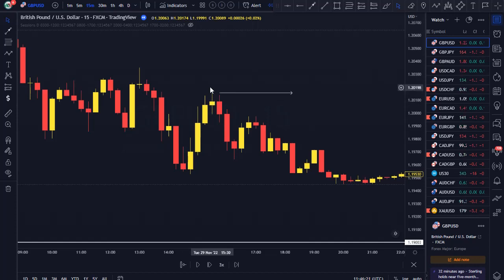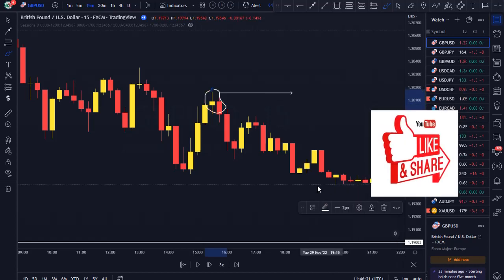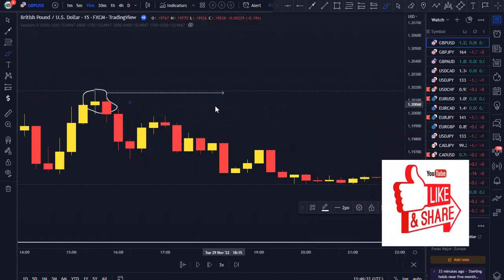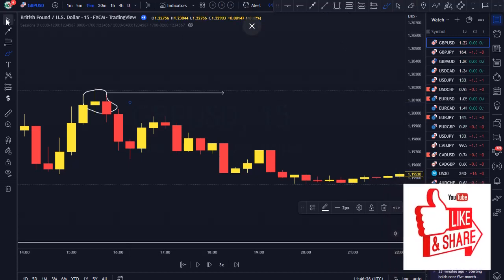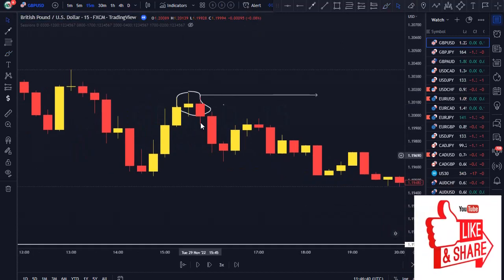And now you get to see what happened here. We can see that at the zone, the bulls failed to push again. Why did they fail to push? They failed to push because the bears are in the market. That's exactly what happened there. The bears were in the market, and that was why the bulls were unable to push further.